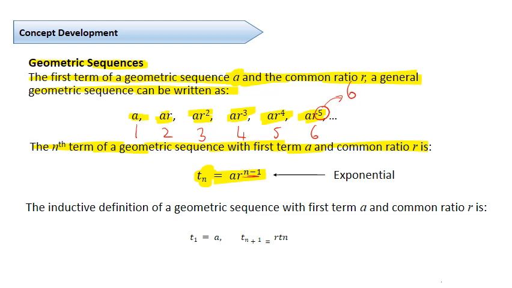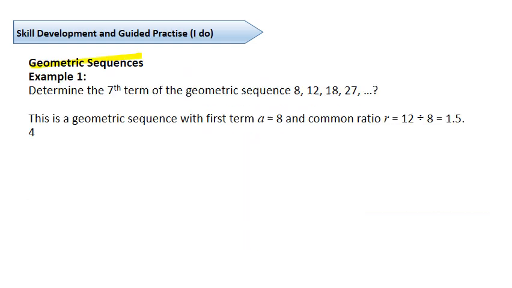The inductive definition tells us the first term of our sequence. The inductive definition with first term A and common ratio R is T1 is equal to A, and then T subscript n plus 1 is equal to R multiplied by T subscript n. Okay, geometric sequences, and just a quick example for you.